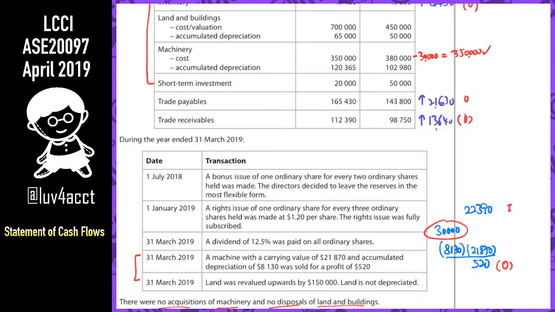But then for the accumulated depreciation, we have minus 8130 for the disposal, and then we do not know how much should be added as depreciation, and then it will become 120,365. So let us calculate 102,890 minus 8130, plus 25515.